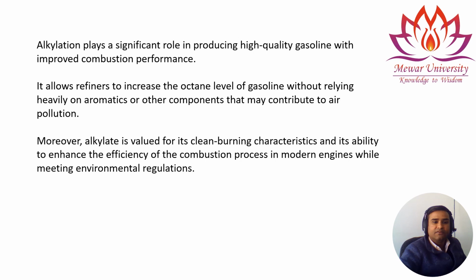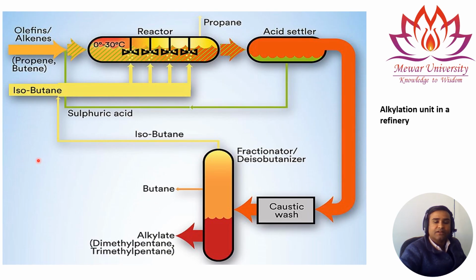Now in the next slide we will show you the alkylation unit picture in the refinery. You see there are olefins and alkanes, that is propane and butane. This is going to the reactor. In the reactor an acid catalyst is present. So now these two components are joining, and this is the acid settler. The acid that is present in the reactor reacts and is collected here, and the product is further going for a caustic wash.